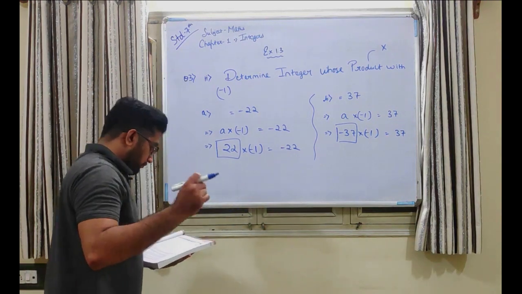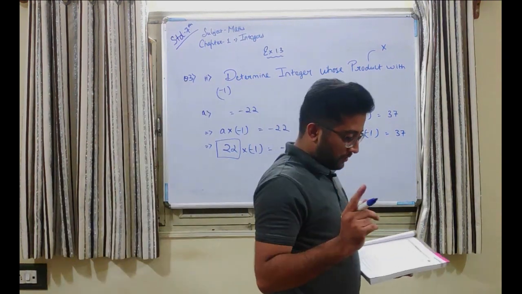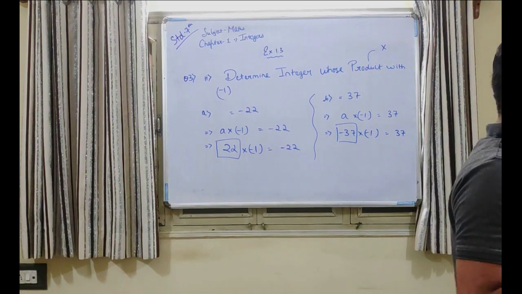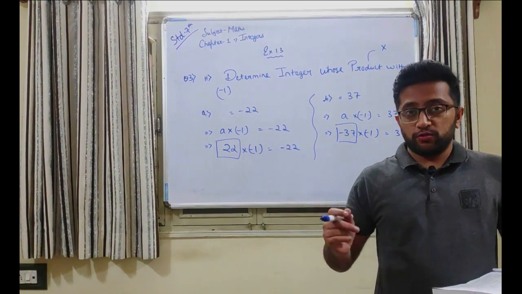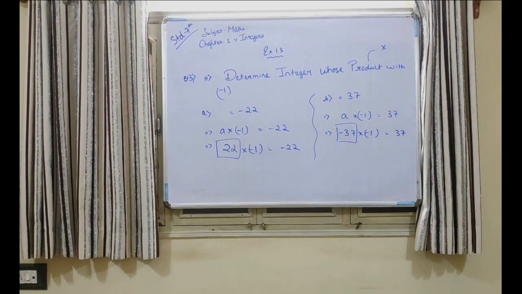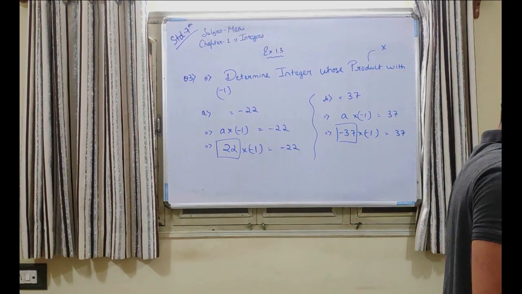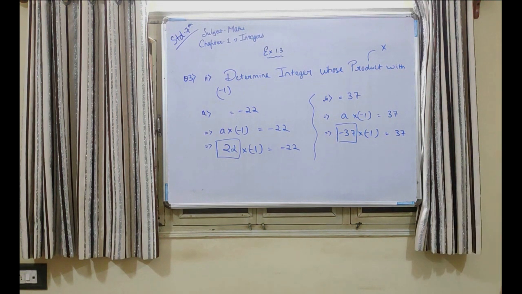Similarly, you have to do the same for C, that is 0. You have to find the number which is multiplied by minus 1, which gives you the answer 0. Now please take a note of the same, then we will proceed towards question number 4.